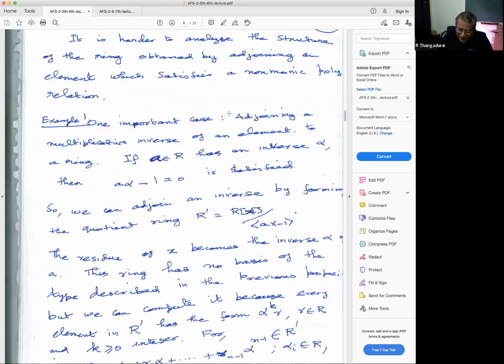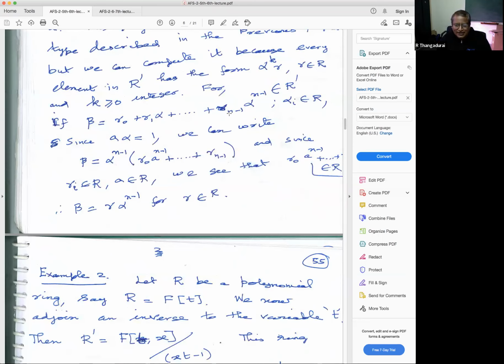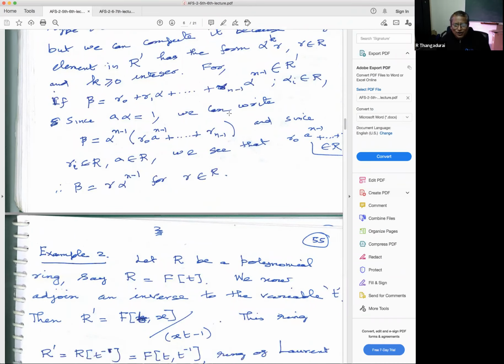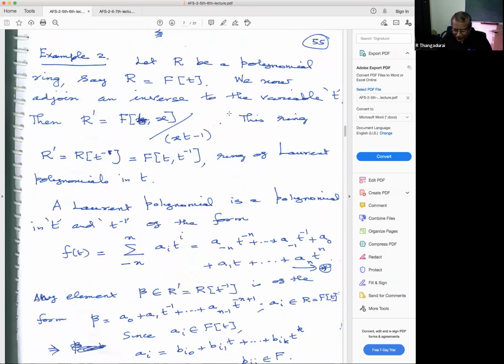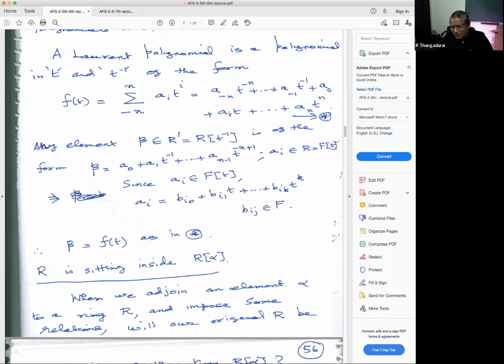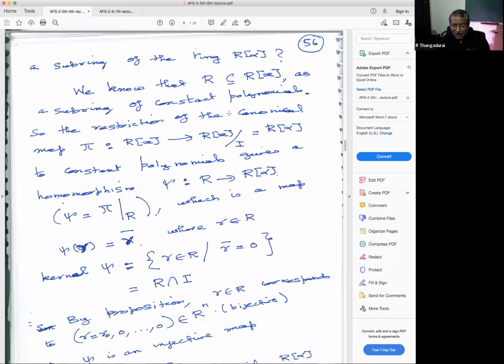Generally, when we extend a ring to another ring, the original ring should be inside, or at least an isomorphic copy should be inside the bigger ring. But when we attach the inverse of a zero divisor, this is not the case. The original ring may not be inside the new ring. Therefore we had to restrict our attention to those rings which do not have zero divisors. Those domains are called integral domains.